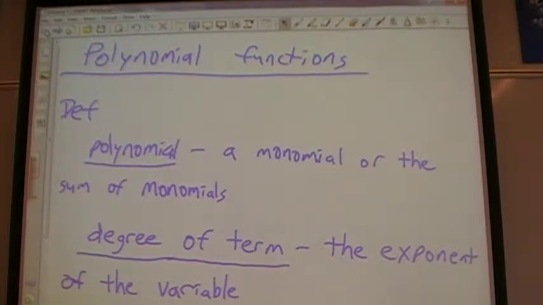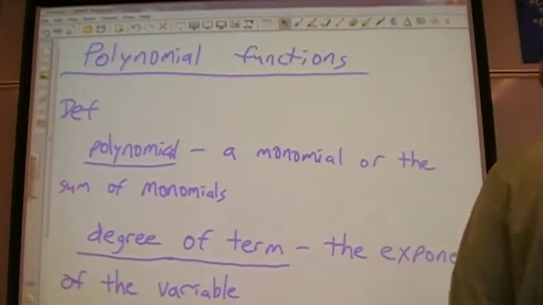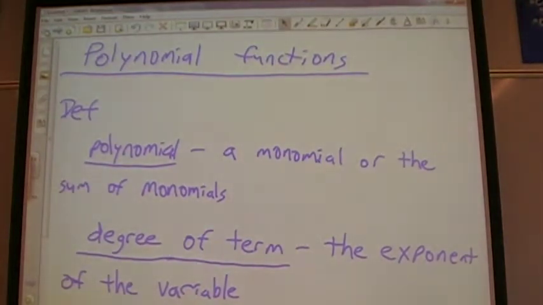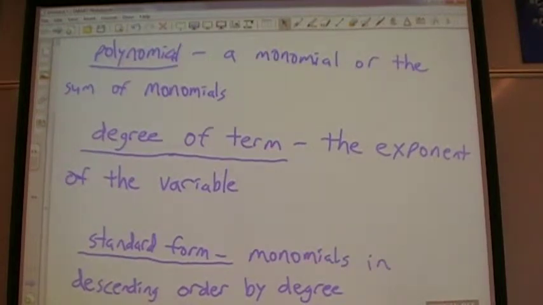All right? Now the degree of a term is the exponent of the variable. So what's the degree of 5x squared? 2. Okay, everybody got those two definitions? And then standard form of a polynomial is a group of monomials in descending order by degree. Okay, so standard form is a group of monomials in descending order by degree.